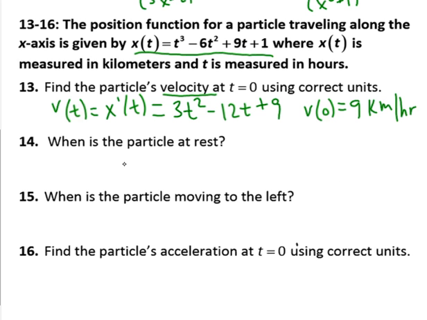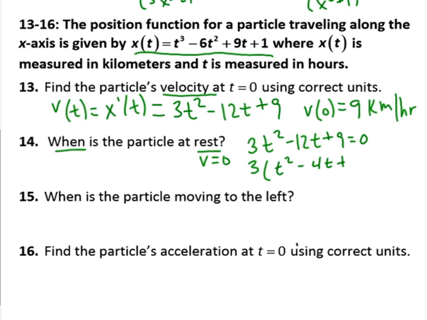Okay? Then it says, when is the particle at rest? So when I'm at rest, that means my velocity is equal to 0. So now instead of putting 0 in for t, we're going to set our function equal to 0. And factor. And we're left with t minus 3, t minus 1, same as earlier. So the particle is at rest 2 times, at 1 hour and 3 hours.